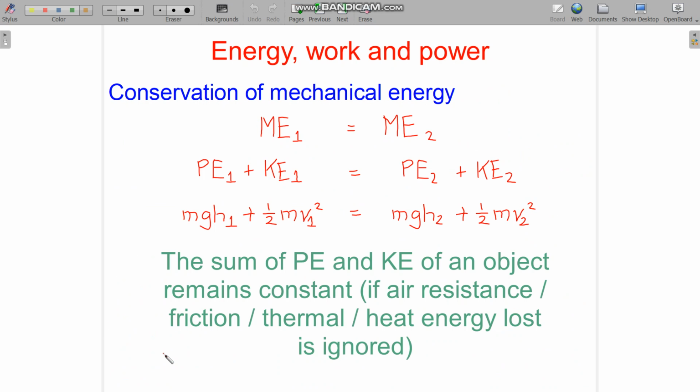Conservation of mechanical energy: the sum of potential and kinetic energy of an object remains constant if air resistance, friction, or thermal or heat energy loss is not ignored. So mechanical energy before, mechanical energy after, potential plus kinetic, mgh plus 1/2 mv squared, must be constant.